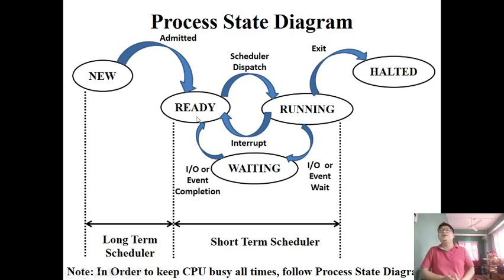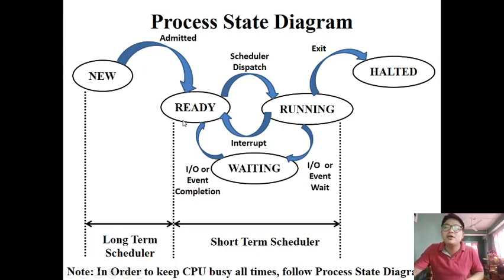So what I mean to say here is that in a ready queue there should be a proper mix of IO bound jobs and CPU bound jobs. The proportion of the IO bound and CPU bound jobs has to be maintained in the ready state. So it is the long-term scheduler that is responsible for bringing the job from the new state to the ready state.